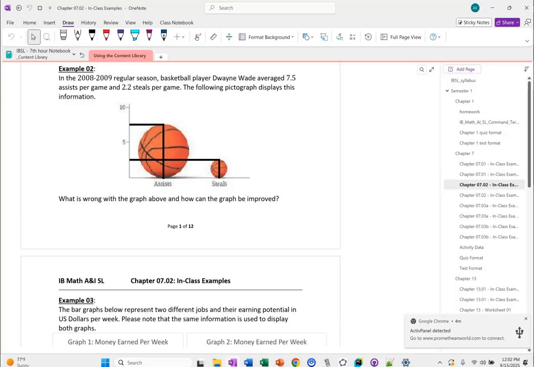Well, it's assists and steals that you're comparing. So we've labeled the x-axis as such, right? So I think the labeling's probably okay. What's wrong with that graph though? This is a picture. Yeah, so the heights of the basketballs seem like they're right in line with 2.2 and 7.5, right? But the picture is the issue. What's the problem with the picture?